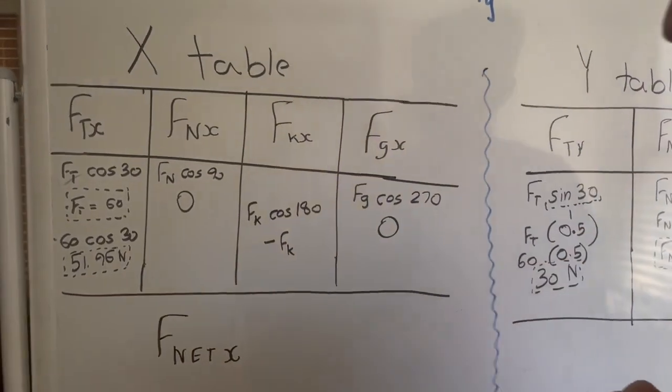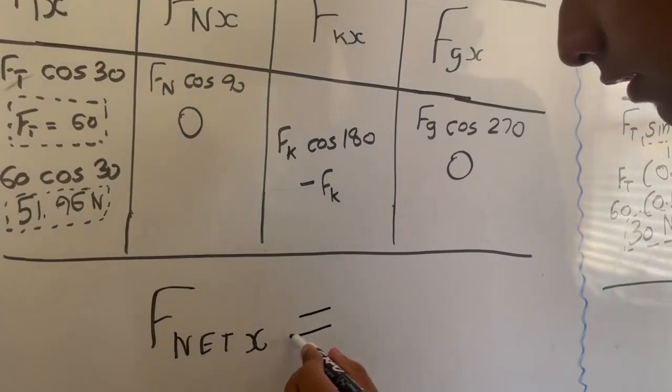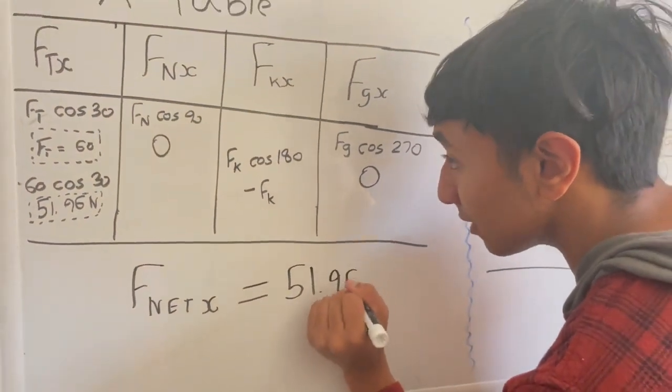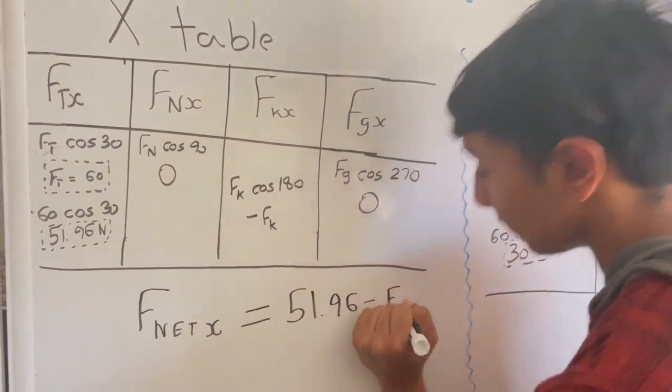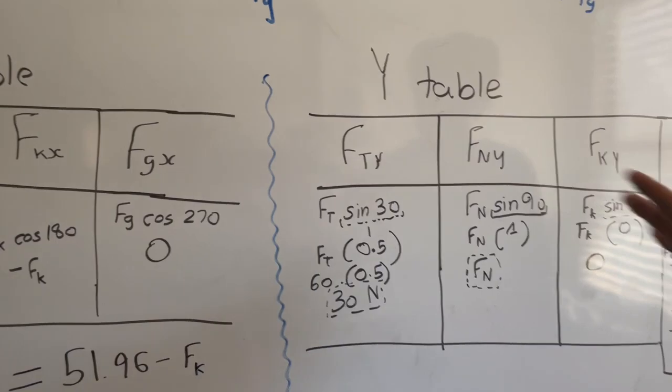Now, here's the F net in the x direction. Here are the total forces we have. So we'd end up with just 51.96 minus Fk. And that's it. Now, let me bring your attention to the y table.